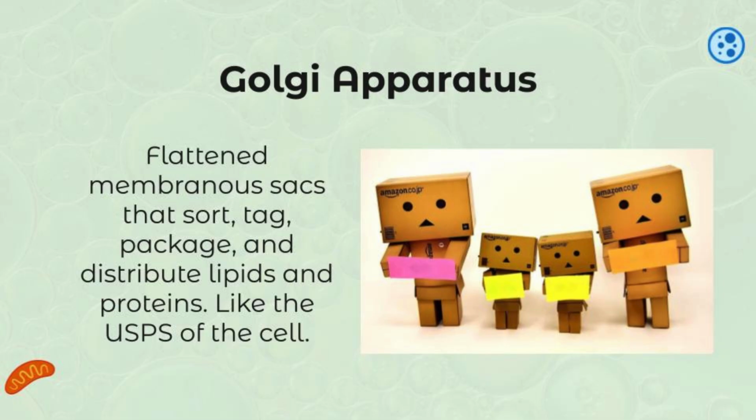Your Golgi look like pancake stacks if you look at a picture of a cell, and these are flattened membranous stacks that sort, tag, package, and distribute lipids and proteins. It's the USPS of your cells.